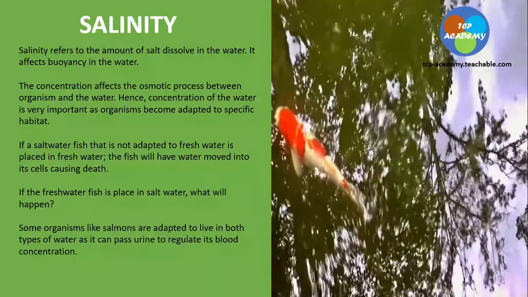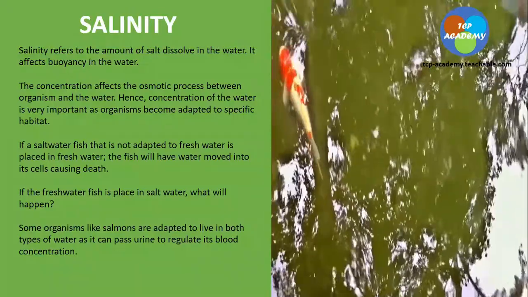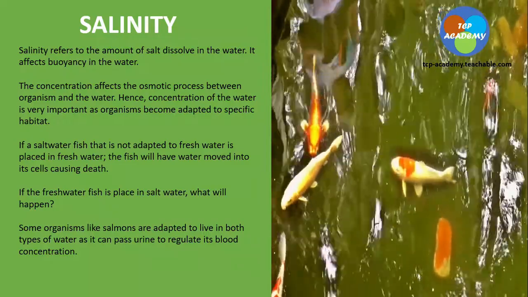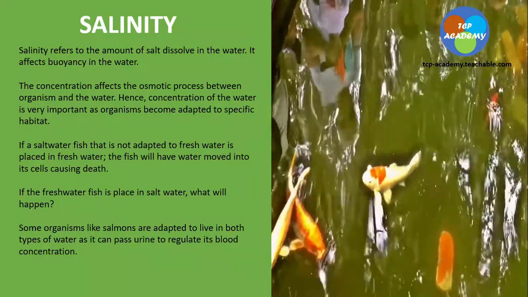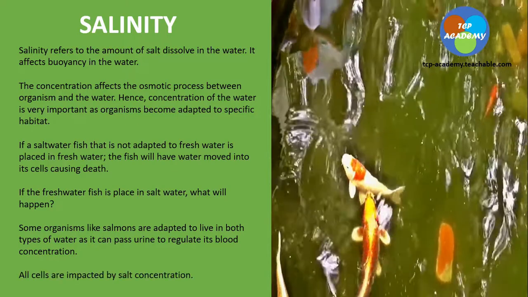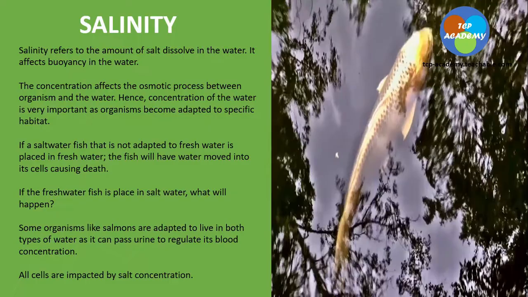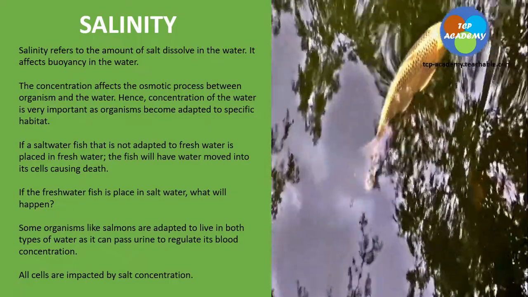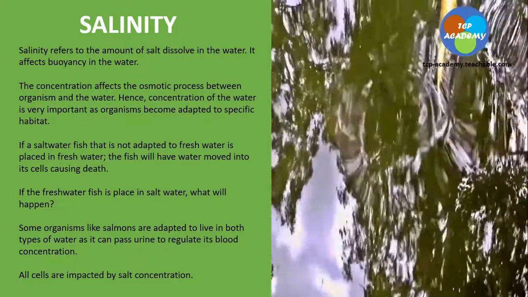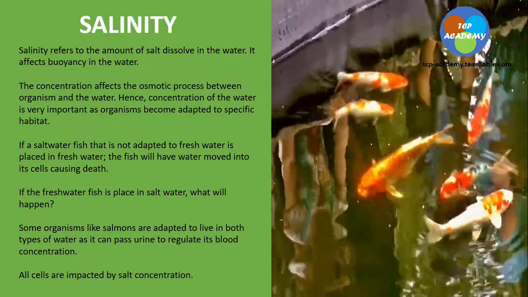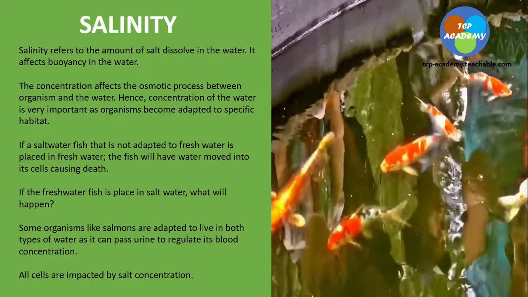Some organisms, like salmon, are adapted to live in both types of water as they can pass urine to regulate their blood concentration. It's important to note that all cells are impacted by salt concentration. So it's fair to say that all organisms will be impacted by the salinity of water.